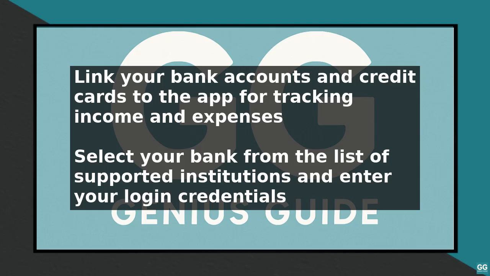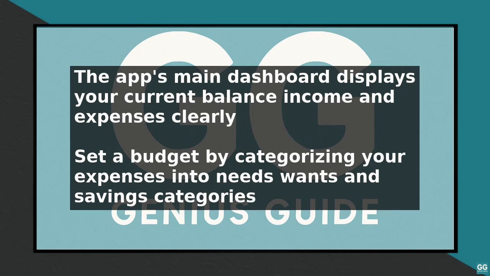To track your expenses, go to the Transactions tab where you can view a list of all your recent transactions. You can also add manual transactions if some are missing. The app will automatically categorize your expenses, but you can also customize the categories to fit your needs.